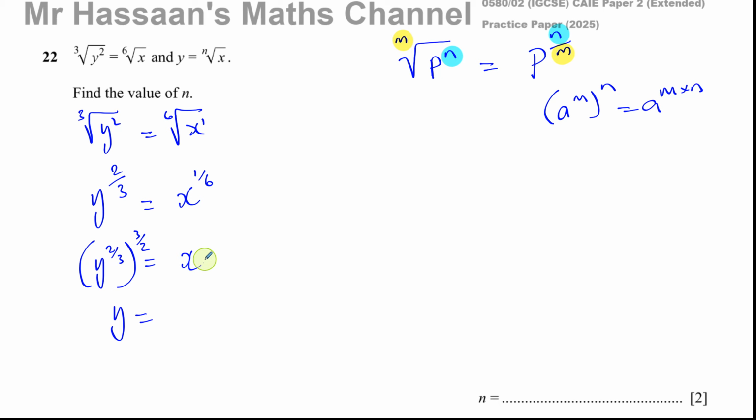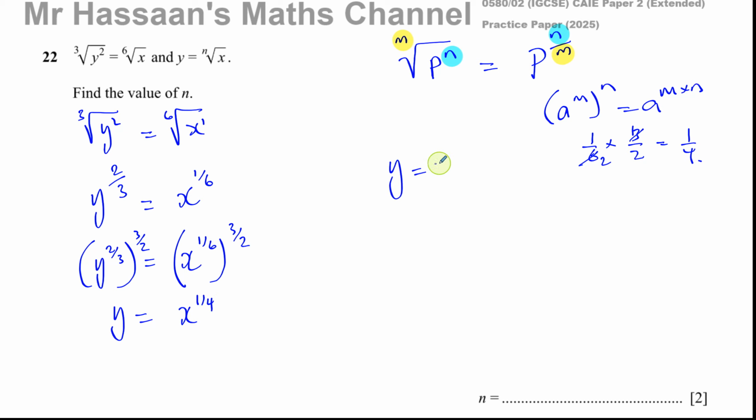So I'll do the same thing for this. I will take this 1/6, and if I raise this side to the power of 3/2, I must do the same to this side. So I have to do 1/6 times 3/2. What will happen here, this 3 will cancel with the 6, giving you 2. You're left with 1/2 times a half, which is 1/4. So this will give you x to the power of 1/4.